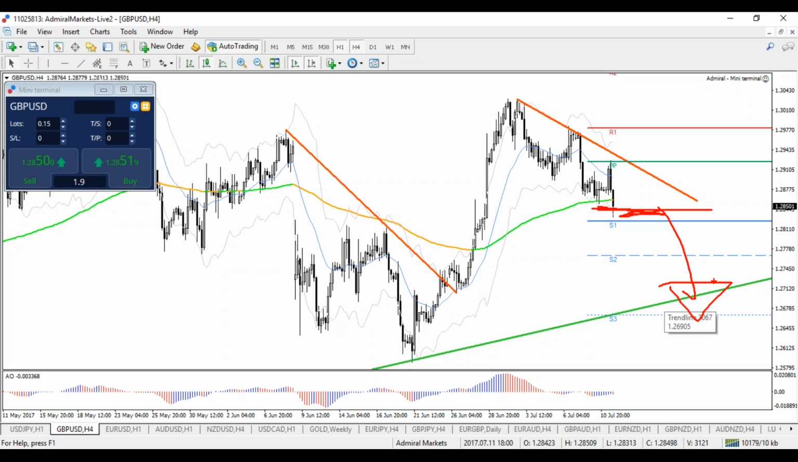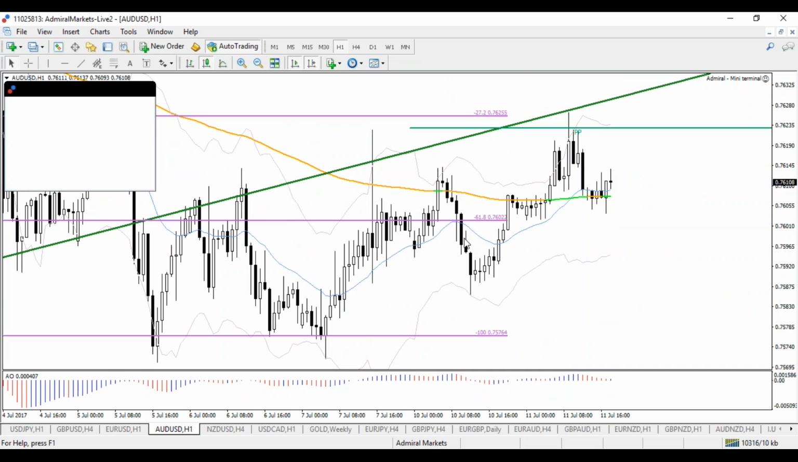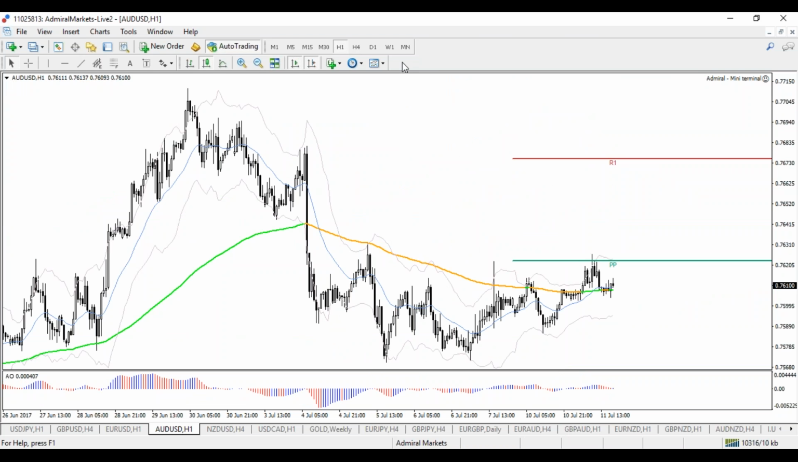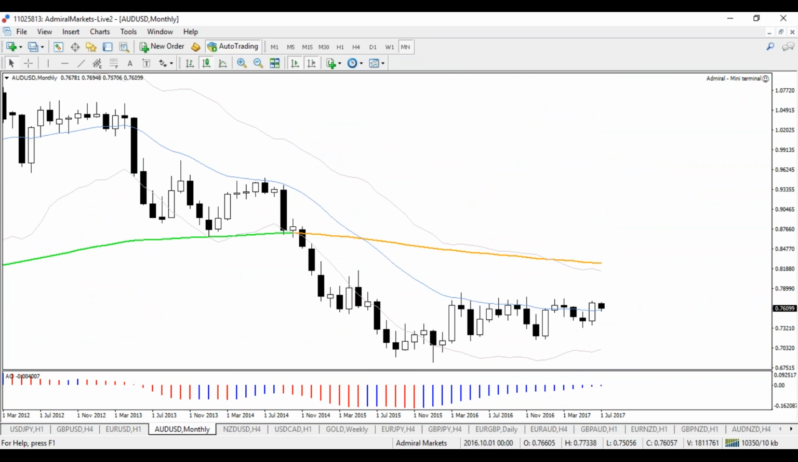Yeah, we can take a look at the Aussie. Definitely. Let's do that right now. Let me clean up this chart a bit. It seems to be a bit messy. Let's refresh this template. We can take a look at higher time frames, first of all. Bullish candle last month, but price is going flat and sideways.